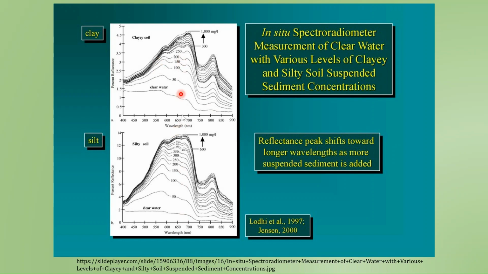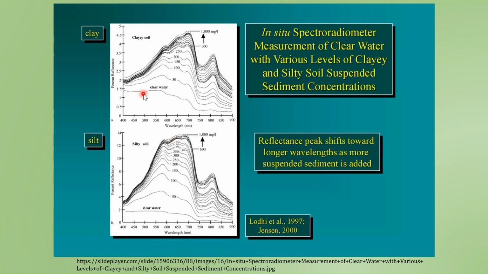Here we have two reflectance graphs. One is for the clay soil and one is for the silty soil, for various concentrations of the turbidity and the reflectance values observed using the in-situ spectroradiometer for different wavelength ranges. So here we have 400 to 900 nanometer in both the cases. In both the images, on the y-axis we have the percent reflectance and on the x-axis we have the wavelength. We can see in both the cases that the reflectance increases because of the turbidity.